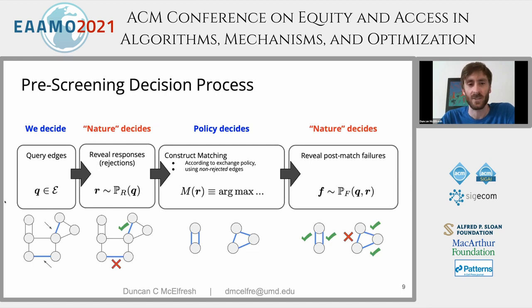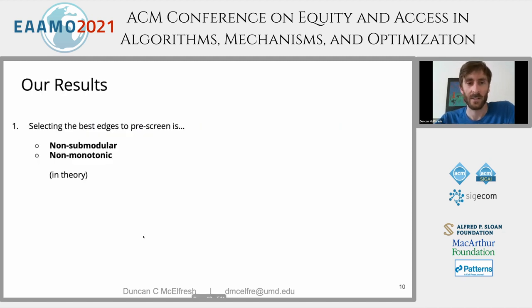So we have this multi-stage decision process, and the core of our research is actually analyzing this process mathematically, both theoretically and empirically. So very quickly, I want to talk about our results. That multi-stage decision process I showed in the first slide, we find to be both non-submodular and non-monotonic.